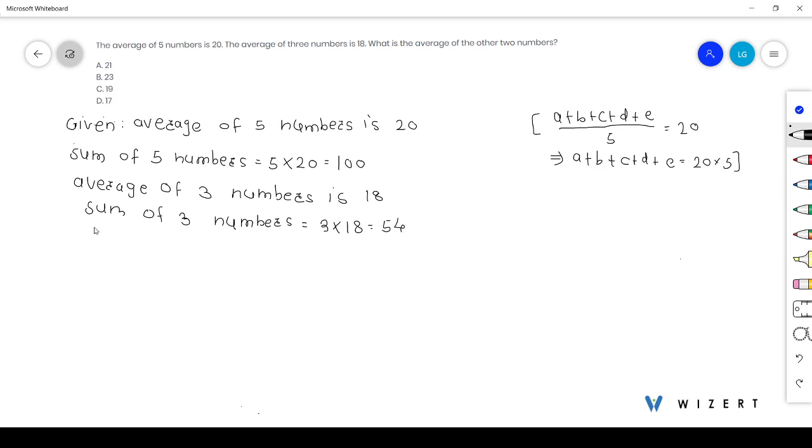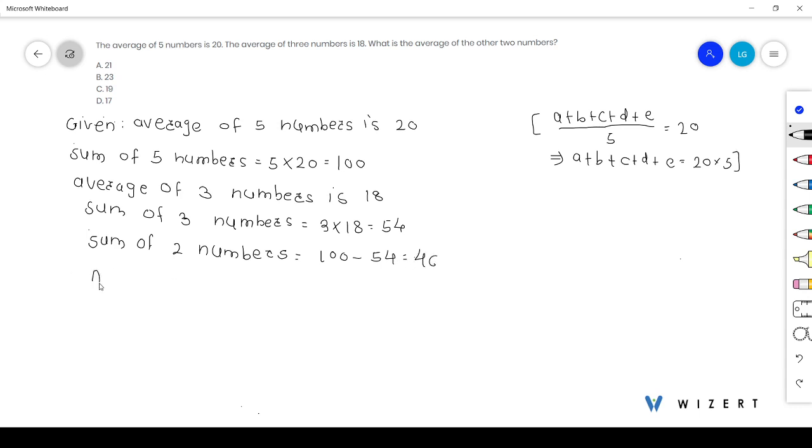Now here we have to find the average of 2 numbers. So from this, firstly we can find the sum of 2 numbers. The sum of 2 numbers will be the sum of 5 numbers, that is 100, minus the sum of 3 numbers, that is 54. So 100 minus 54 will be 46.